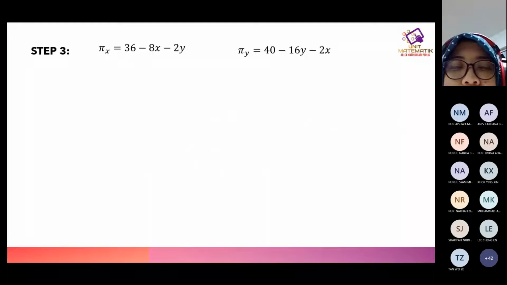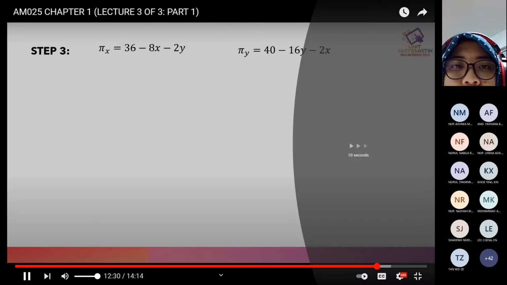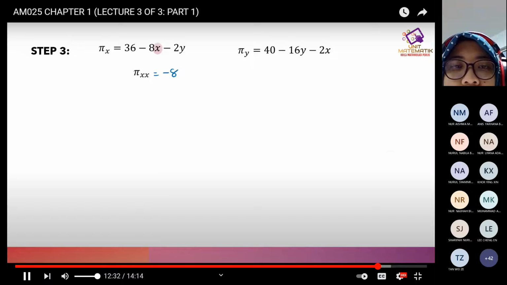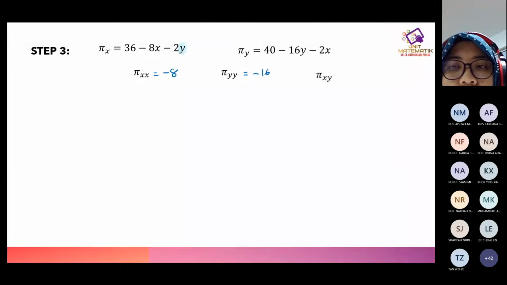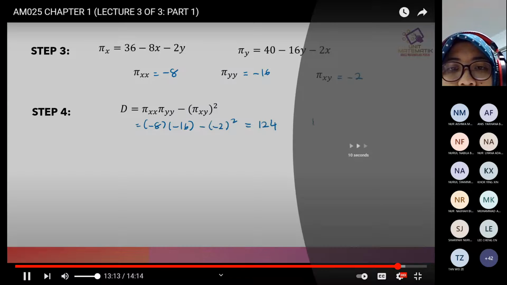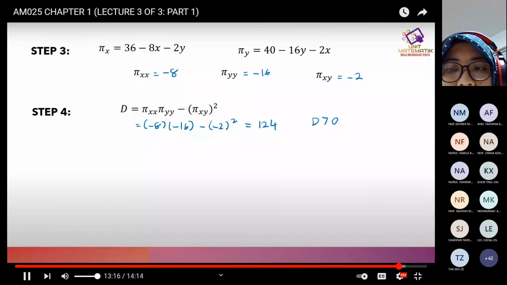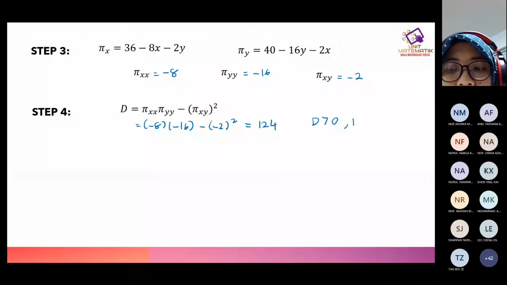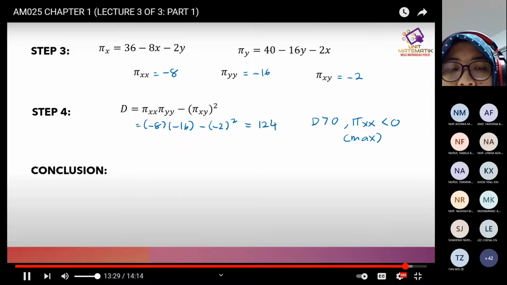Okay, we want to use the second order derivative, get negative 8. Step 1, profit sub xy. We differentiate negative 2y. We get negative 2. With negative 16 is greater than 0, and profit. Now we can proceed to conclusion.